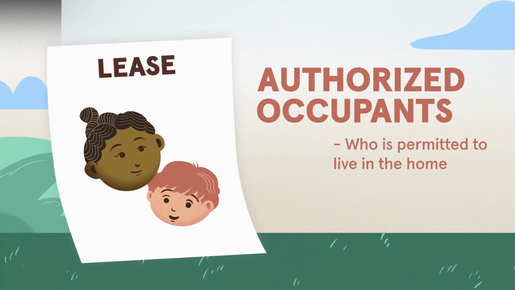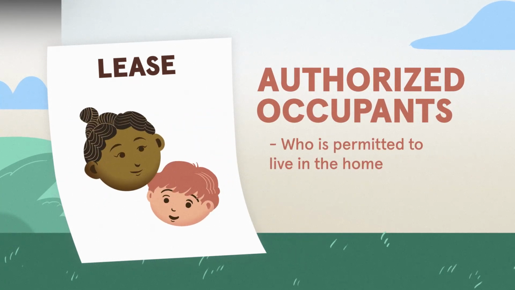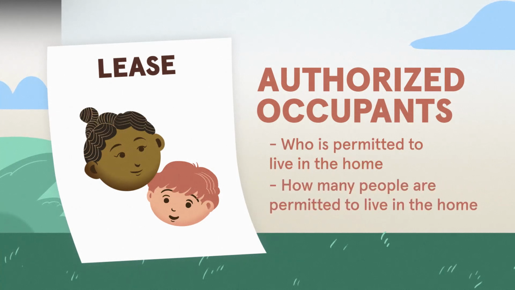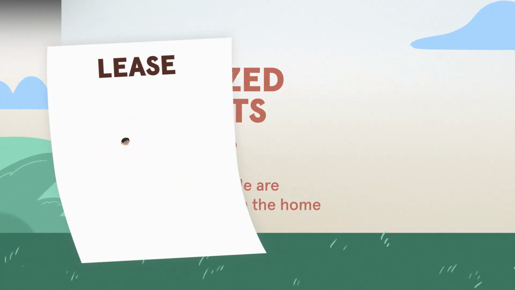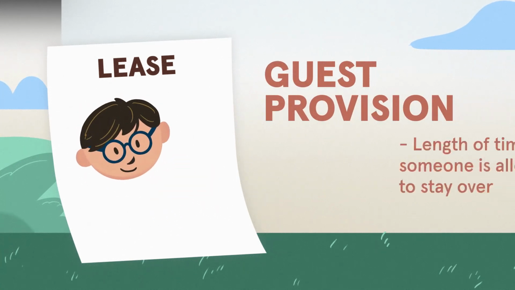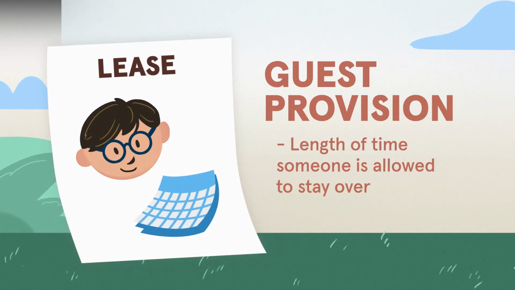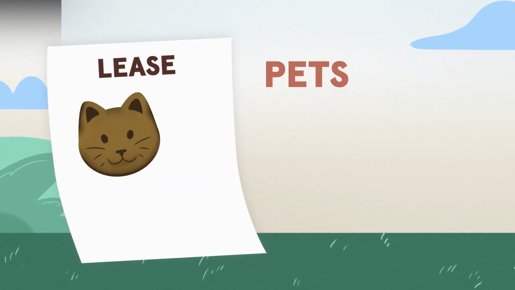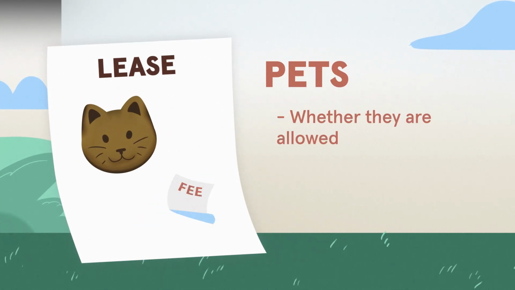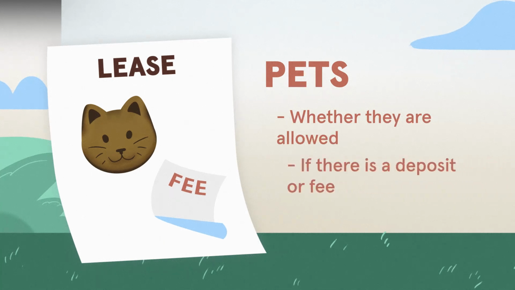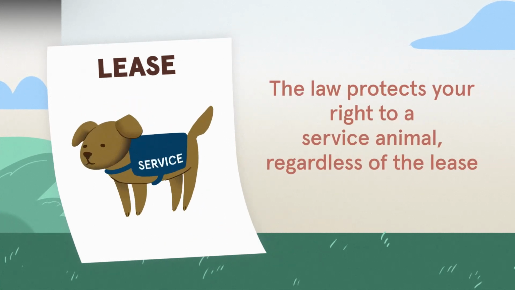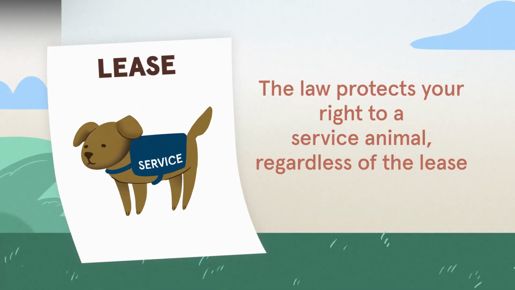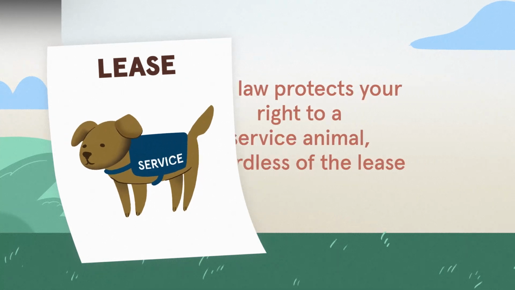Authorized occupants. The lease will identify who or how many people are permitted to live in the home. There may also be a guest provision that says how long someone else is allowed to stay over. Pets and pet deposits. The lease will tell you if you are allowed to have a pet and whether you have to pay a deposit or fee if you do. The law usually protects the right to have a service animal in a home for people with disabilities or mental illness, regardless of what the lease says.